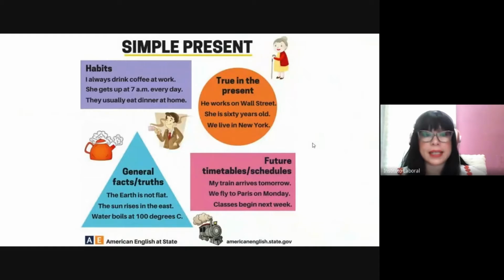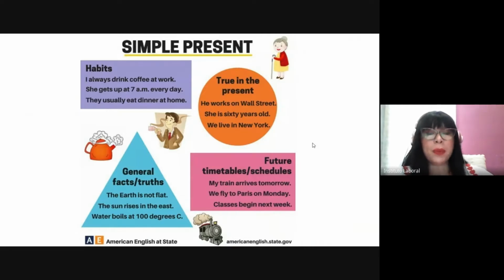The simple present. The simple present is used to talk about habits, things true in the present, general facts or general truths, and sometimes we express future using the simple present. When we talk about habits, for example, I always drink coffee at work, we use the simple present. We have another example. She gets up at 7 a.m. every day. They usually eat dinner at home.